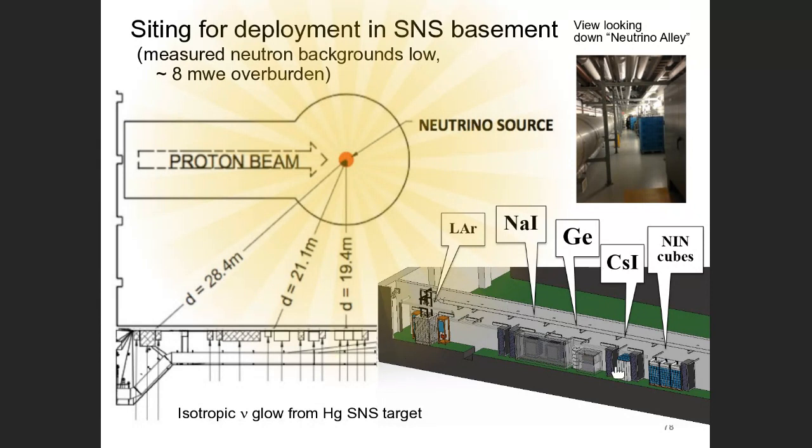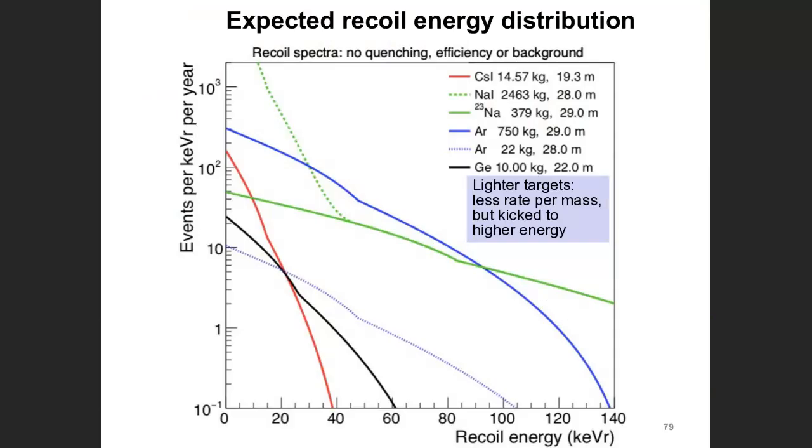And we can put our detectors along this hallway here. And the cesium iodide detector was the first one to get data, was placed about 20 meters away. The argon detector I'll talk about is in the corner over here. The germanium and sodium iodide detectors are going in between here.